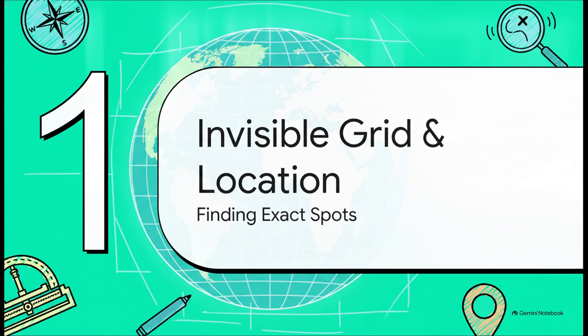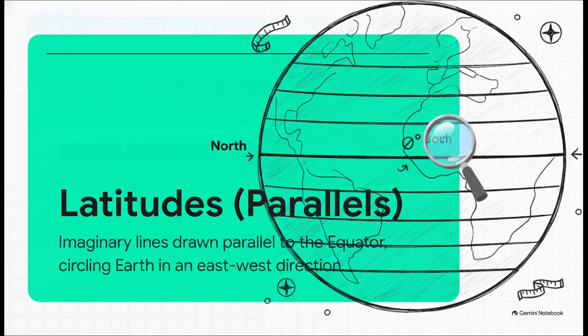Section 1. The Earth's invisible grid and exact location. That life or death scenario is exactly why humanity had to develop our first set of geographical tools. To find absolutely any spot on Earth, we first have to slice the globe into measurable pieces. We start with latitudes, which are also known as parallels. These are imaginary lines drawn perfectly parallel to the equator. They encircle the Earth entirely in an east-west direction.